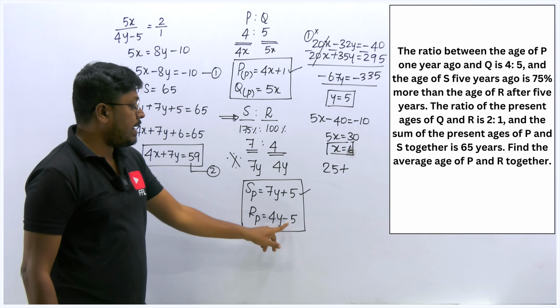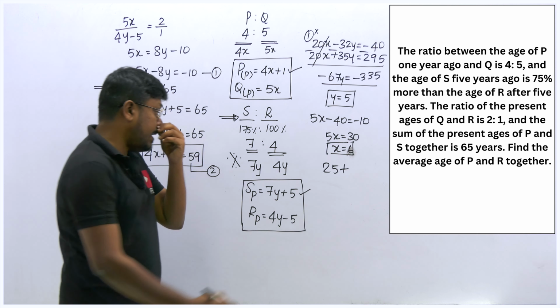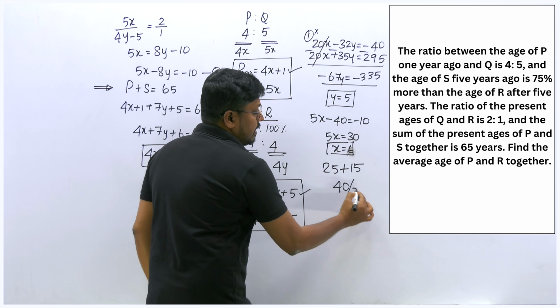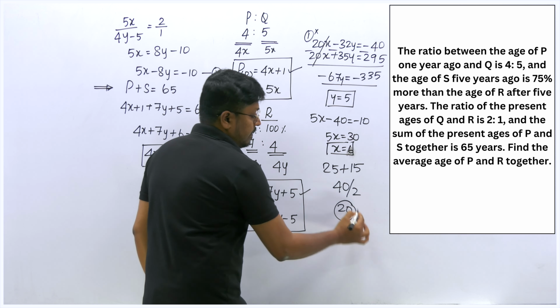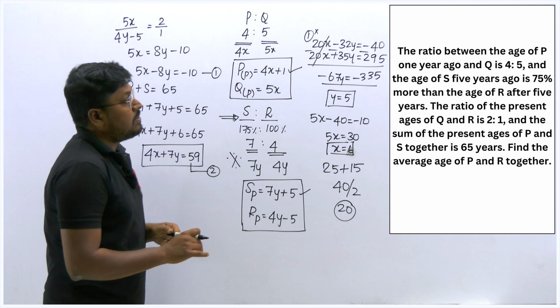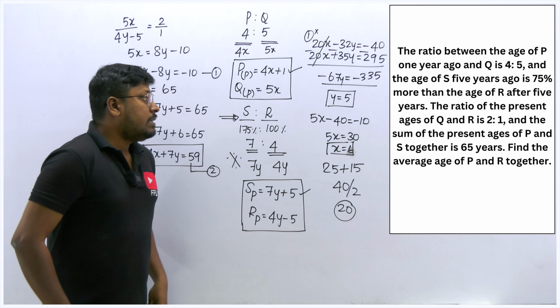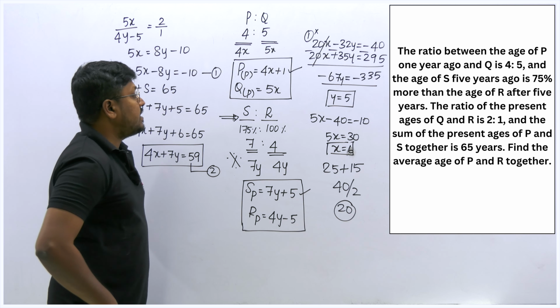So 5 4s are 20. 20 minus 5 will be 15. So this will be 15. So 25 plus 15 is 40. So 40 divided by 2, which is 20. So finally we can say that the answer for the question, the average, is 20 years. So this will be the answer for this question, right?